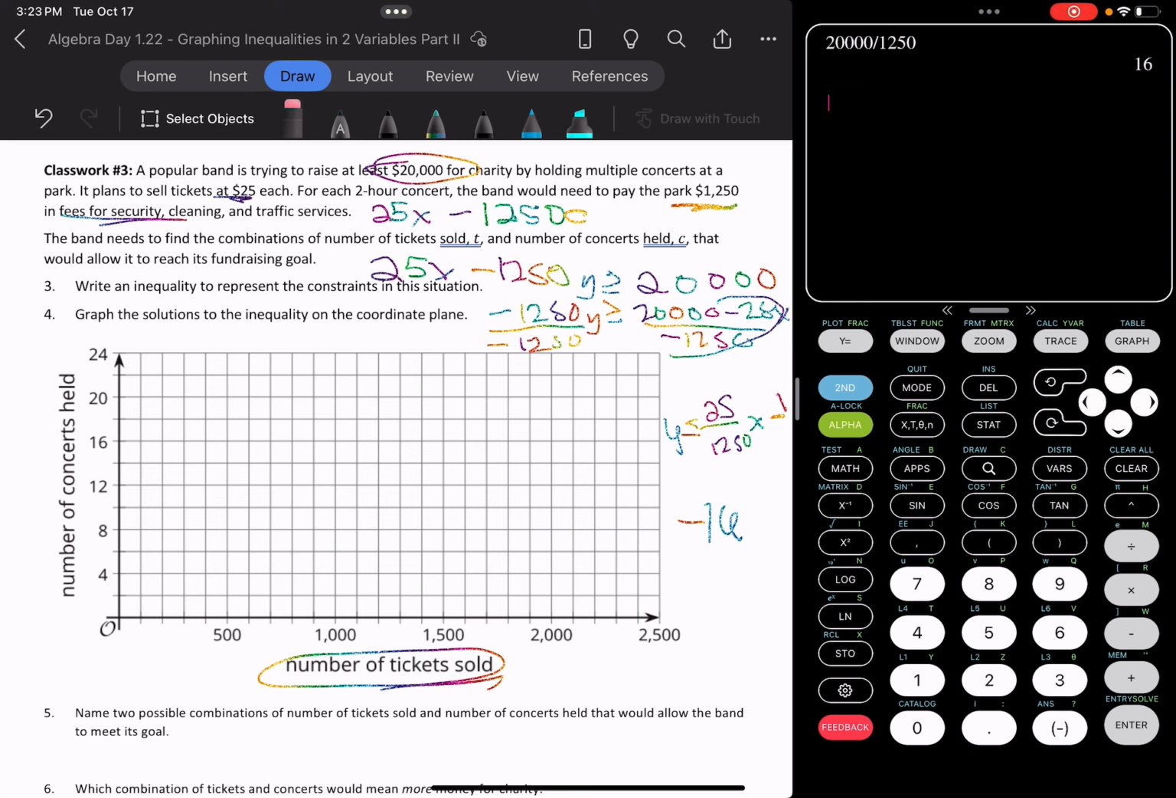All right, so instead we need to figure out where we're going to start our graph. And so this is where your x-intercept is going to be helpful. So when y is 0, what does x equal?